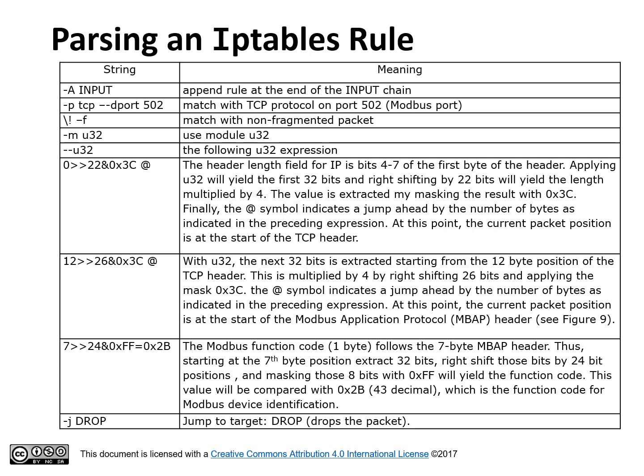The Modbus function code, 1 byte, follows the 7 byte MBAP header. Thus, starting at the 7th byte position, extract 32 bits, right shift those bits by 24-bit positions, and mask those 8 bits with 0xFF, which will yield the function code. This value will be compared with 0x2B, 43 decimal, which is the function code for Modbus device identification. The -j option specifies the dropping of the packet.